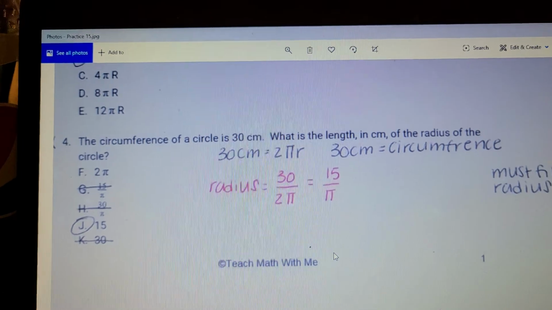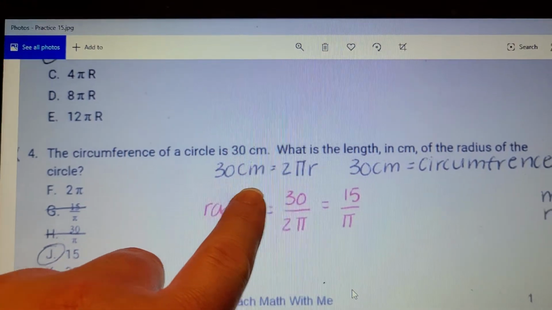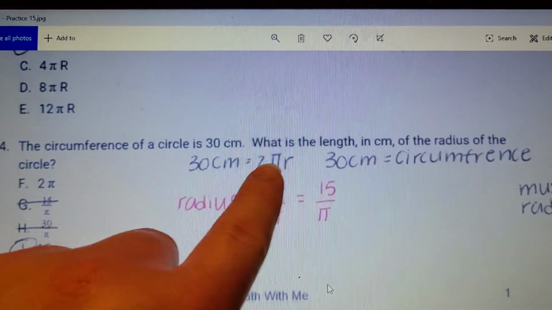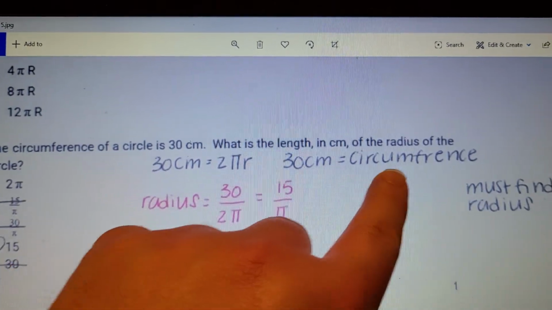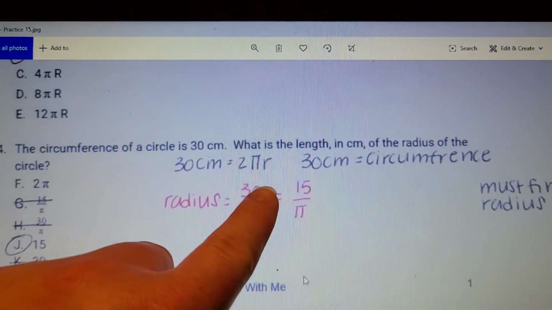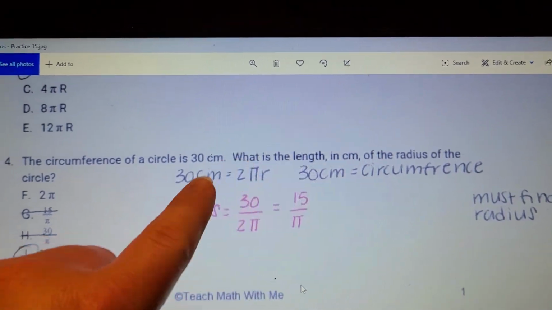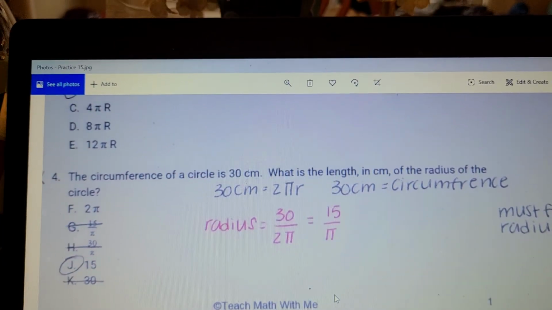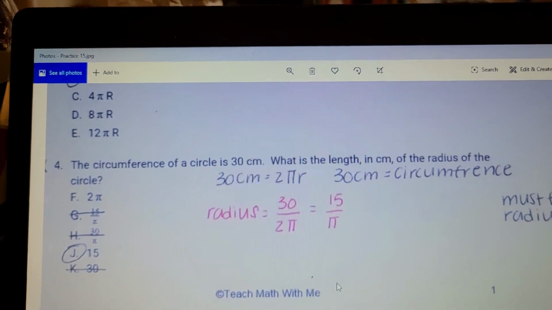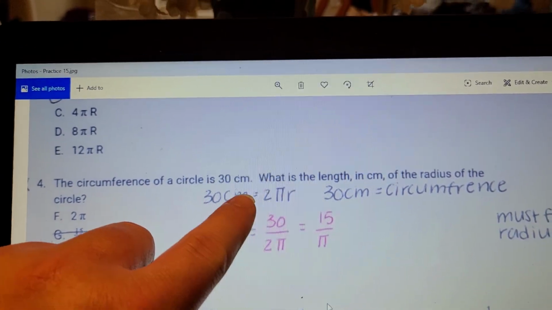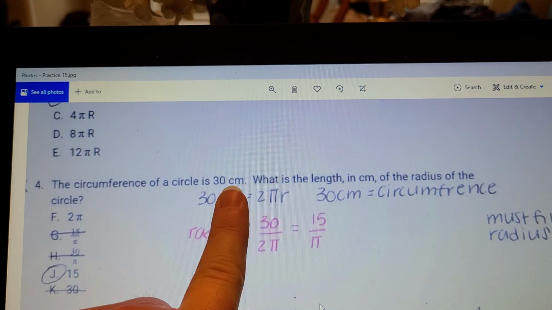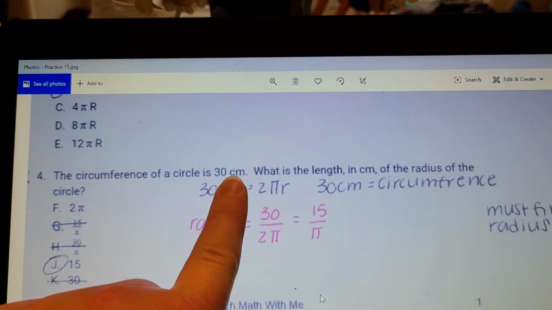For something like number four, you have the setup right. This 30 centimeters equals 2 pi r. And you know that you need to find the radius, and 30 centimeters is the circumference. I wouldn't include the centimeters here. Usually, when you're dealing with something like this, where there's not a rate, where it's not like miles per hour, I wouldn't involve that, so that you should just have this 30 equals 2 pi r.